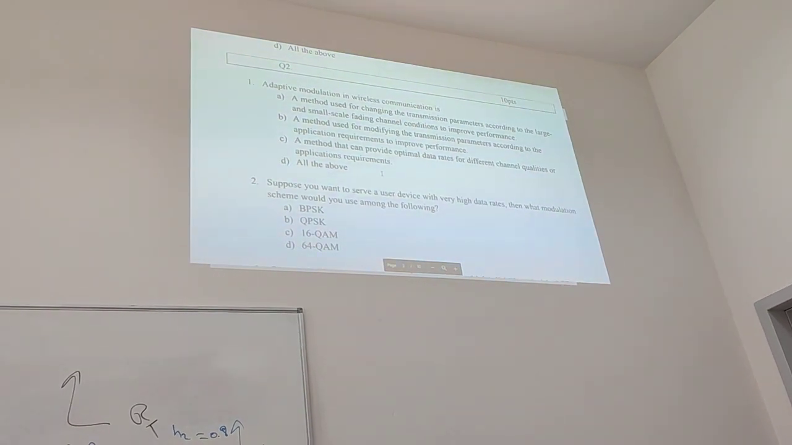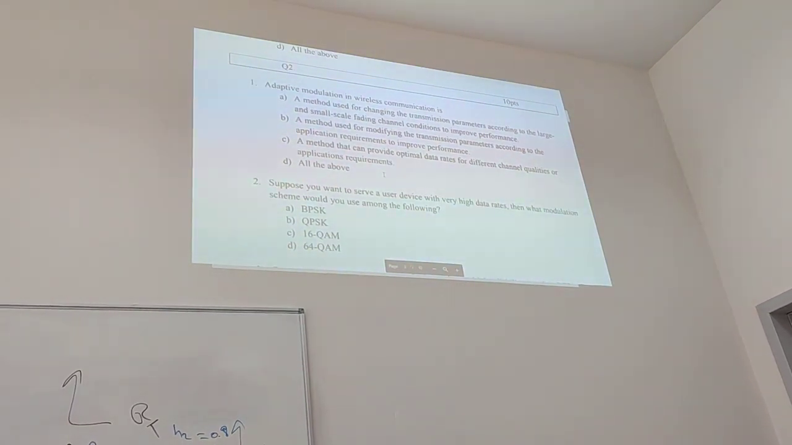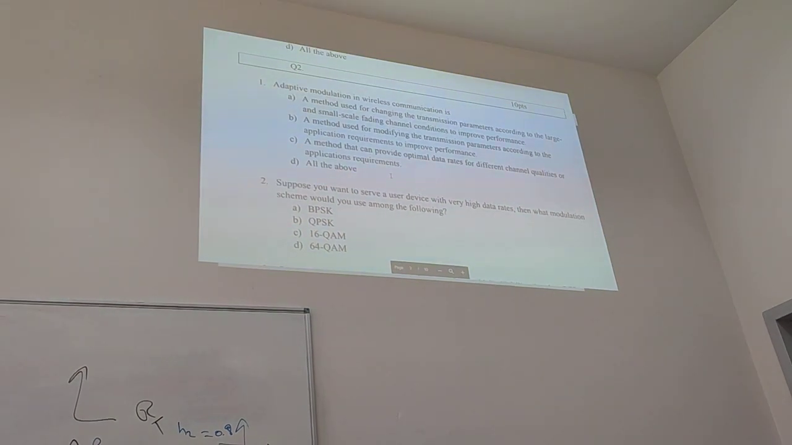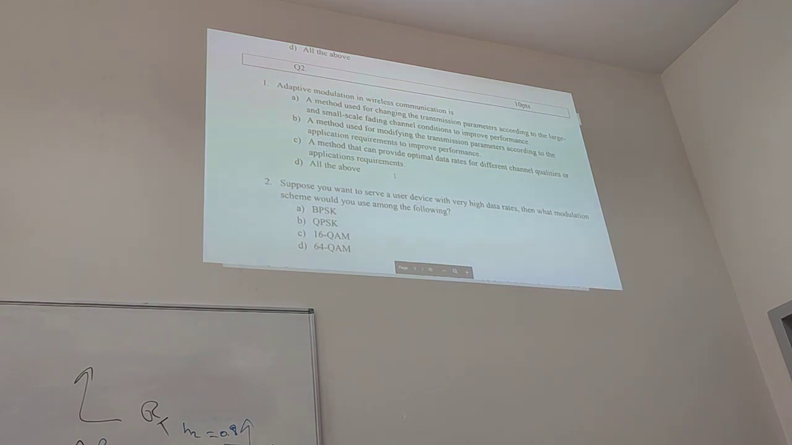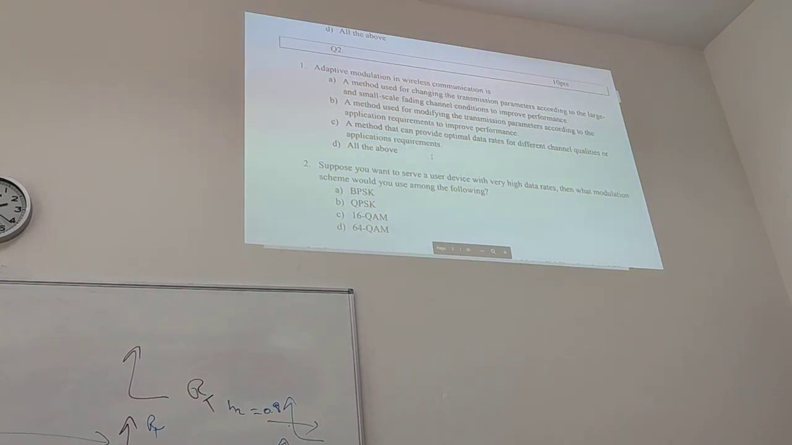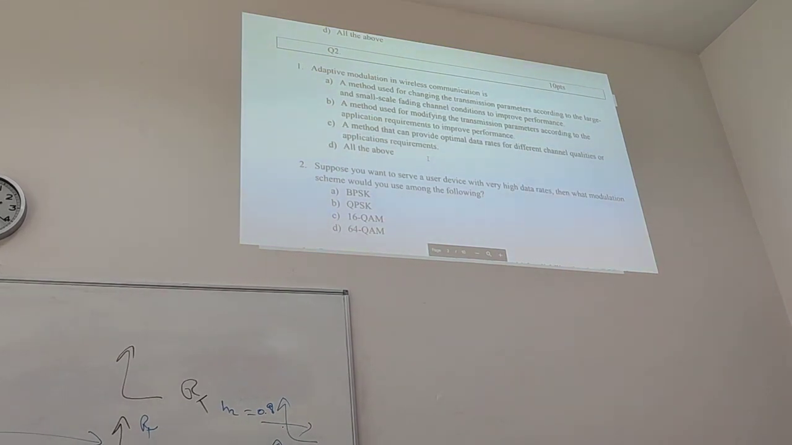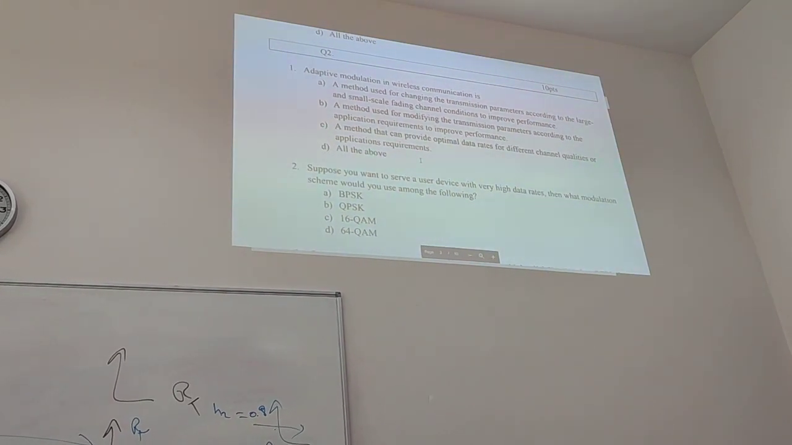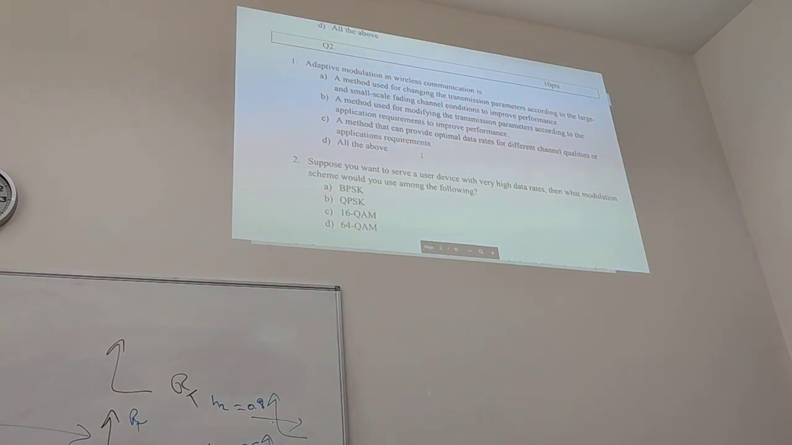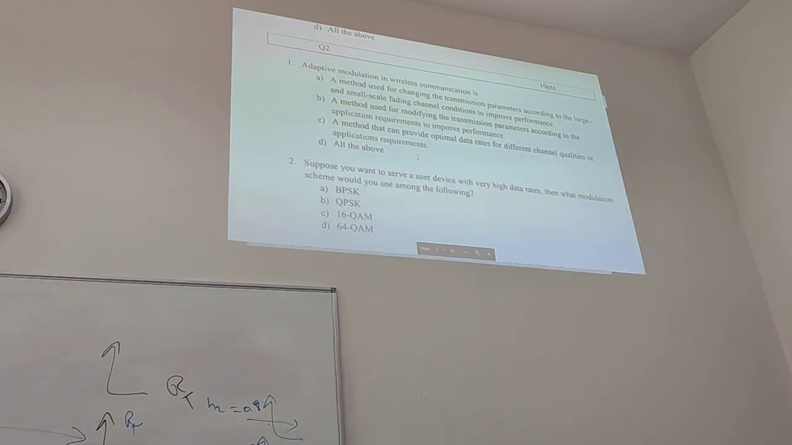So question 2: suppose you want to serve a user device with very high data rates. Then what modulation scheme would you use among the following? That's very easy. Which one? Because there are questions that are extremely easy, there are questions that are easy, there are questions that are difficult, and there are questions that are very difficult if you didn't read or study.